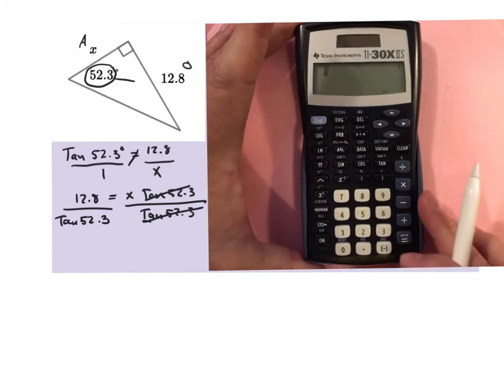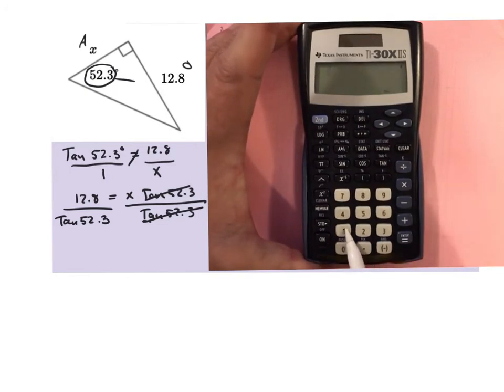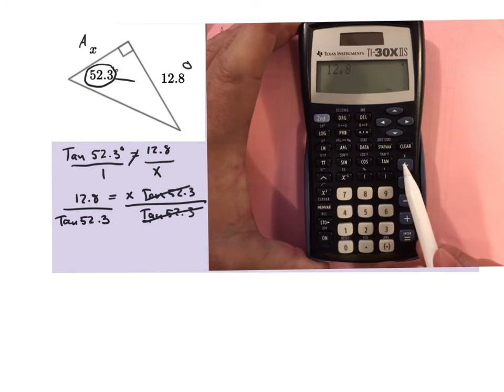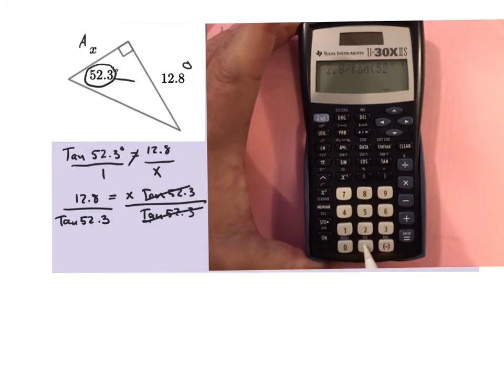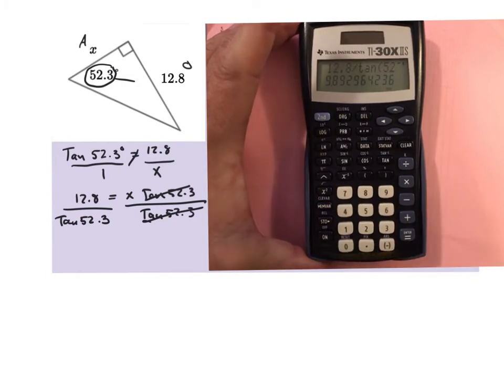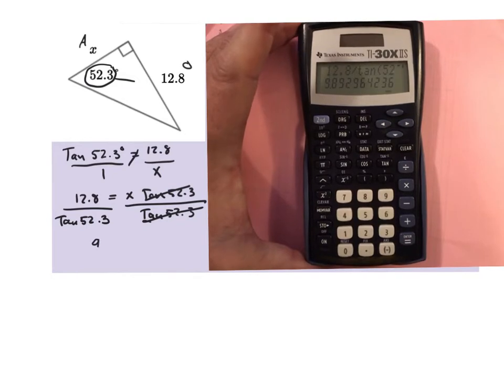Once you're done with that, all we're going to do is just put the number in. So it'll be 12.8 divided by the tangent of 52.3. Now, it's always a good idea to close parentheses whenever you have them open. I think in this case you'd end up with the same answer, but it's a good idea to try and do that. And then hit enter. So then that will be your answer. In this case, 9.89.